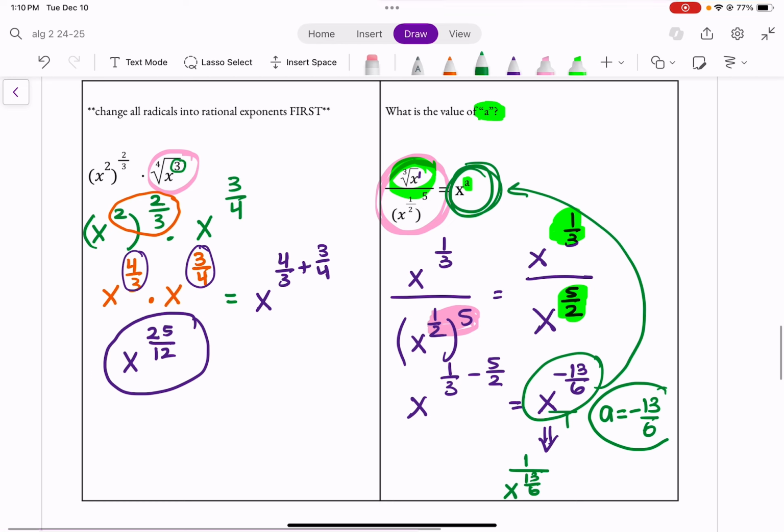If that doesn't make sense, ask me. But basically, change all the radicals into fractional exponents and then go from there, okay? Let me know if you have any questions. Otherwise, do the rest of the practice.